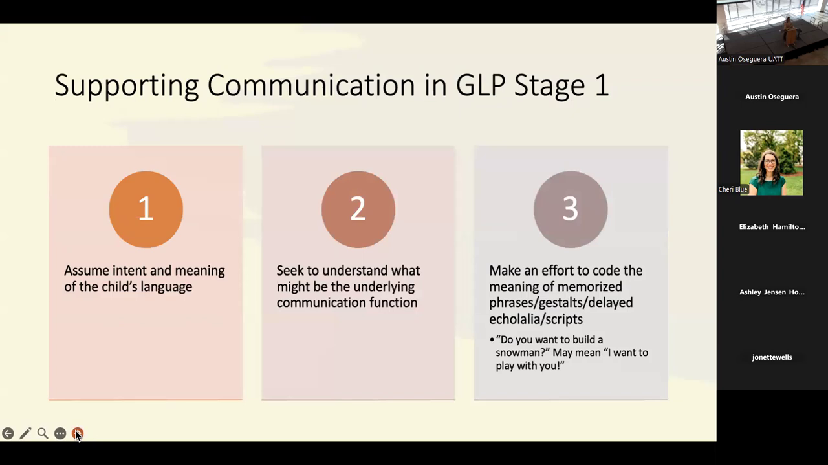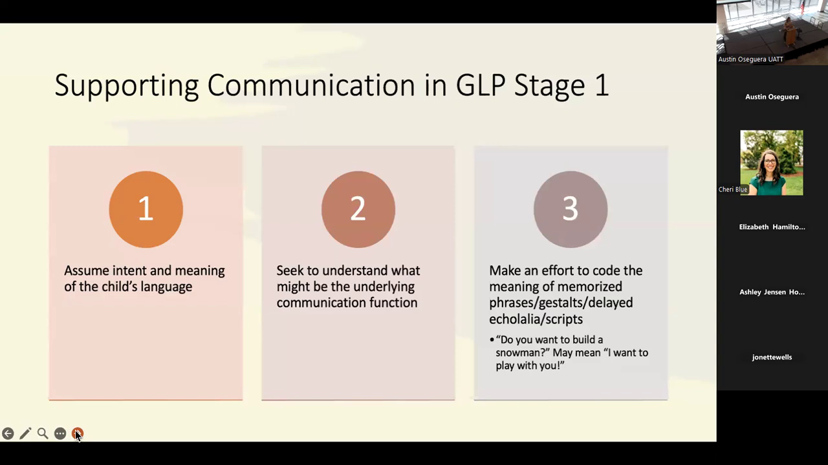And we always want to assume intent and meaning in children's language. So we don't want to dismiss it. Like I already said, we don't want to dismiss it. We want to seek to understand what might be the underlying function of the communication. That's being that communication detective, looking at the patterns and seeing how we can derive meaning from what they're saying, and then make an effort to code the meaning of memorized phrases, echolalia, gestalts, scripts.